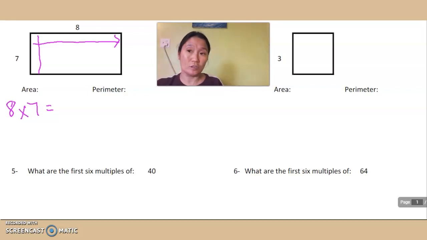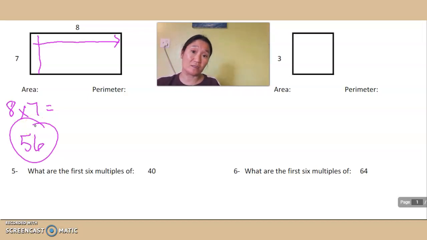So you know that the answer to 8 times 7 is going to be 56. So your answer is 56.